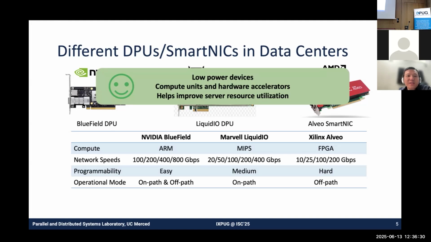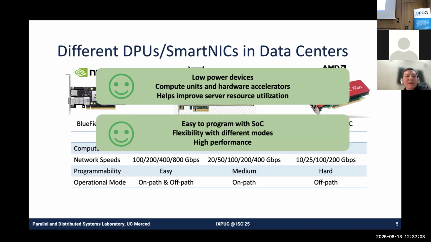Based on our study, what we found is that DPUs, just as many people said already, are good low power devices, right? Remember there was discussion of power and consumption. And the computing units and hardware accelerators are also widely available. Just like Rohit said, there's a good amount of resources available. So that's why we want to utilize DPUs for applications. In the meantime, it can help us improve server resource utilization because if you offload something to the DPUs, then you can better utilize other resources for more useful work.